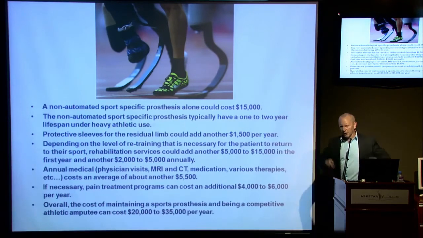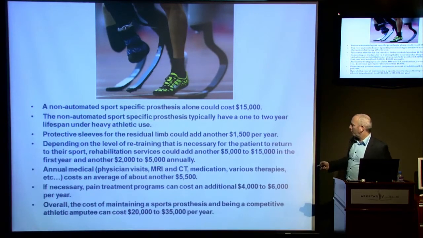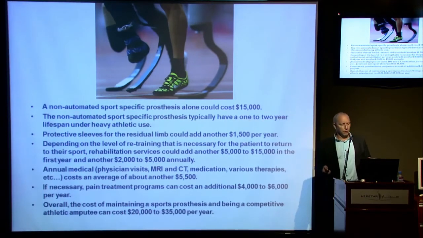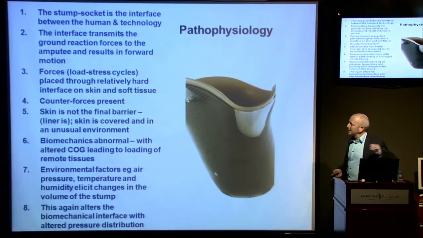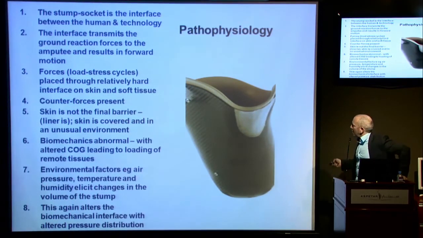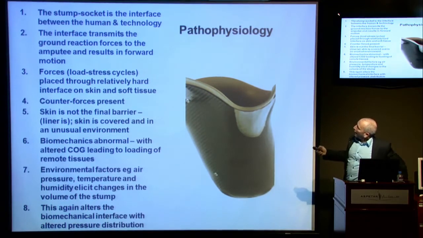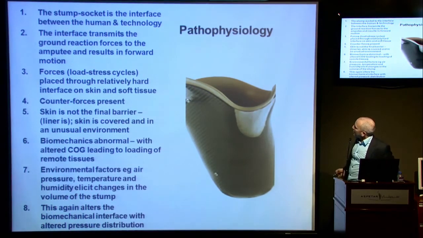Then, because I told you that the problems with the stump occur, you can add imaging to that, and you can see you start to build quite a lot of money here. So the cost of maintaining a sports prosthesis and being in a competitive athletic environment can cost between $20,000 to $35,000 per year. But this is the most important slide that I'm going to show you, and to understand why there are problems, you need to understand this particular slide.